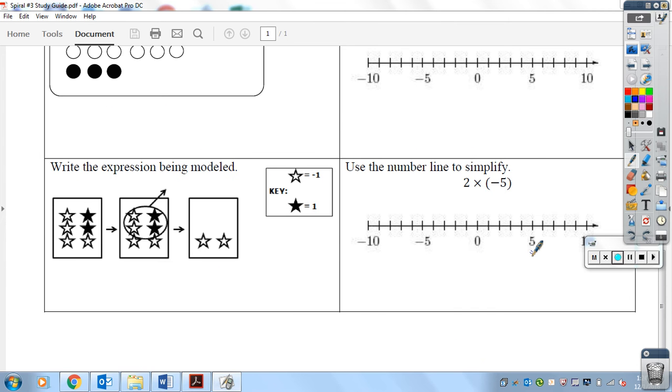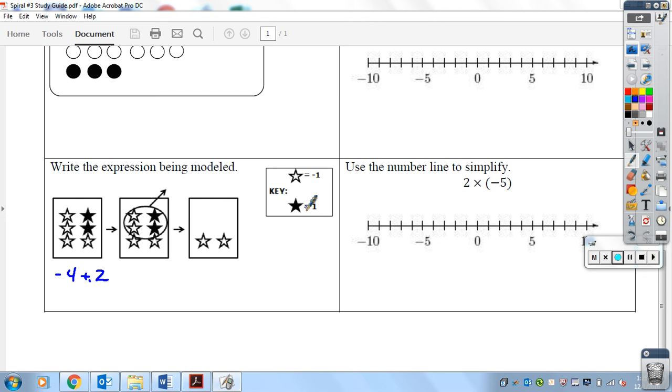This is kind of a funky question. It asks to write the expression that's being modeled. Looks to me like I have 1, 2, 3, 4 negatives. I've got to use the key. In this case, they're negatives. So I have 4 negatives. 2 got added, two positives, and when they cancel each other out, I was left with two positives. Now this is an equation, so it's not really an expression. So the expression really would just be this: 4 negatives plus 2 positives. I know it doesn't look like it, but it's because they changed the key on us. These are negatives and those are positives.